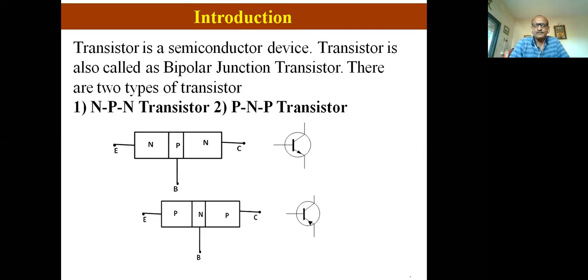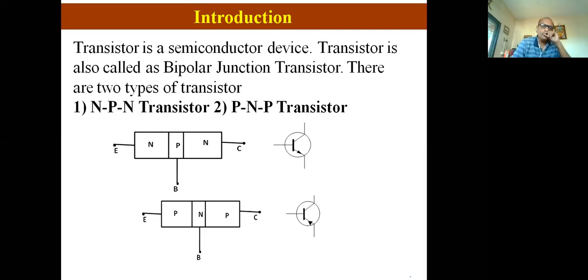For this purpose, which type of impurity can be added in a pure semiconductor, trivalent impurity or pentavalent impurity? Trivalent impurity can be added. When we add a trivalent impurity in a pure semiconductor, in the trivalent impurity there are 3 electrons in its outermost orbit. Therefore, there is a vacancy of 1 electron.